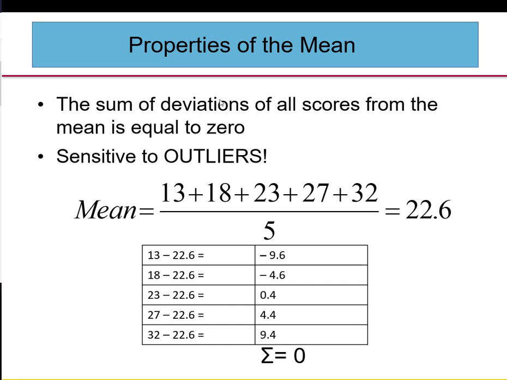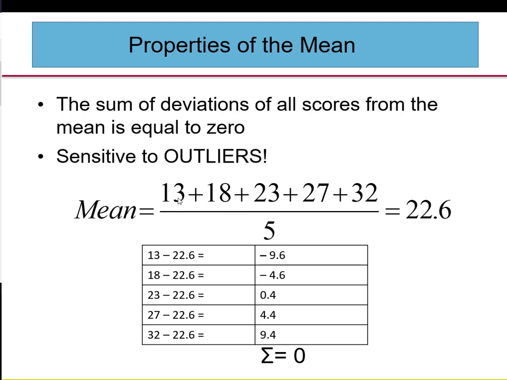Now there's something that the mean does that is a little bit detrimental for what we want it to do, so we have to do some extra things to it. But the first thing I want you to know is that the biggest property of the mean is that the sum of all the deviation scores from the mean is equal to 0. What do I mean by that?